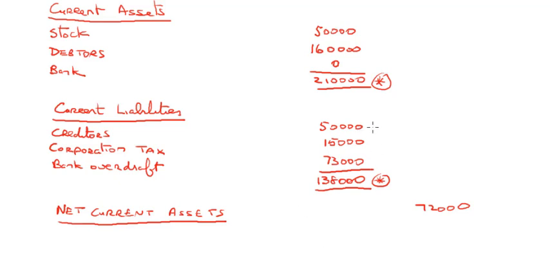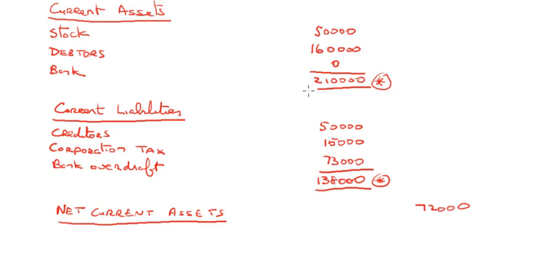The creditors, the corporation tax, they have to be paid soon. And I know bank overdraft is always short-term. You have to bring your account back into order at least once a year with a bank overdraft. So all of these three amounts, totaling 138,000, have to be paid within the year or soon. And how is the business going to pay that money? Well, it has actually no cash. However, it has got assets that it's going to turn into cash.